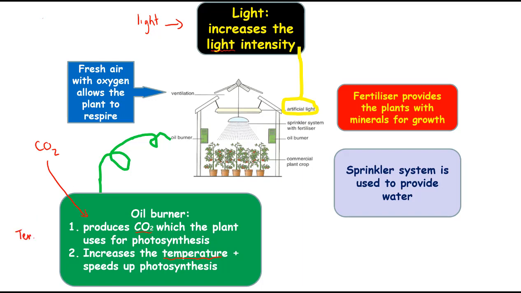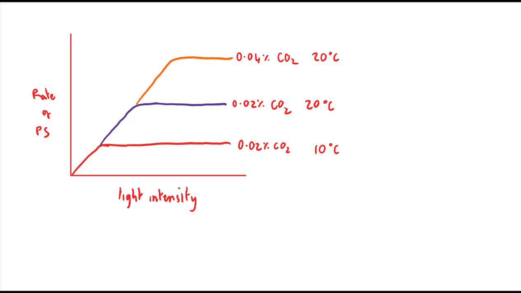And the third limiting factor could be temperature. So again, the oil burner speeds it up. As well as that, greenhouses are naturally quite warm. Now let's have a little look at this sketch that I've drawn. So down at the bottom, again we've got light intensity, and at the side we've got rate of photosynthesis.